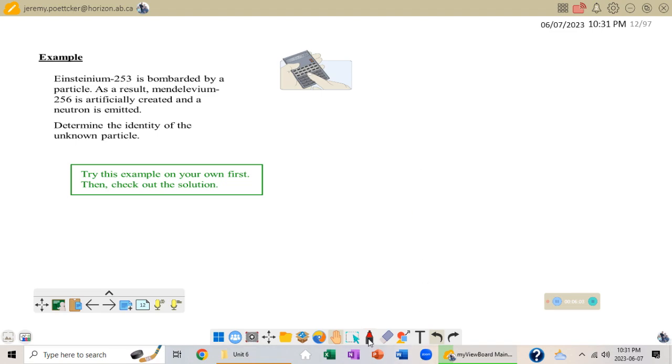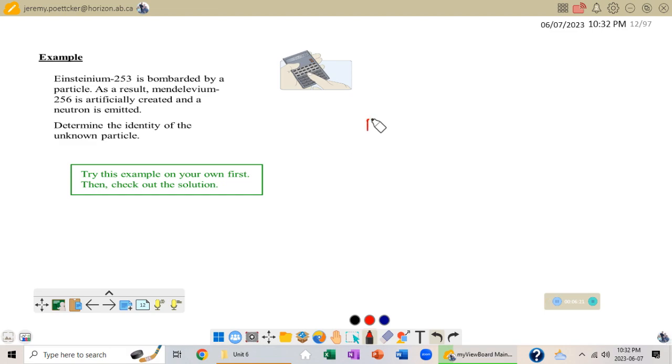Einsteinium is one of those ones that for whatever weird reason I just know, even though my computer is being uncooperative right now. Hello. There we go.